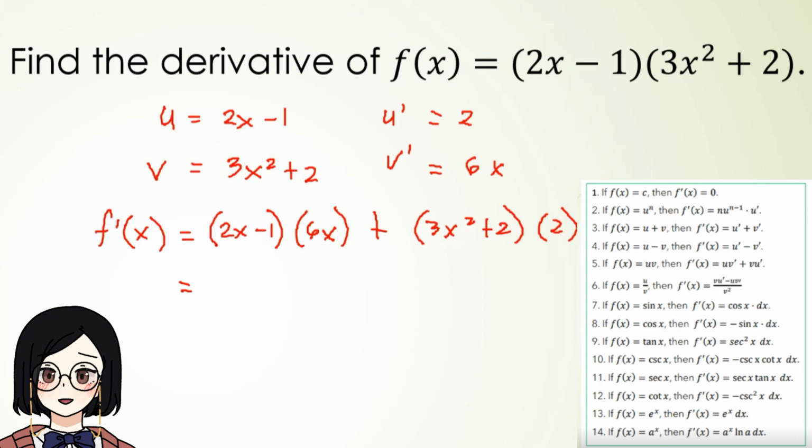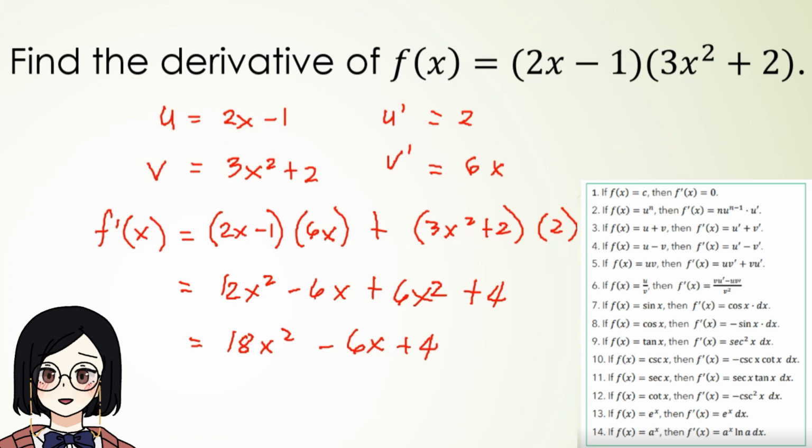And then we just simplify by applying distributive property. We will have 12x squared minus 6x. In the second term, we will have plus 6x squared and then plus 4. So, simplifying, we will have 18x squared minus 6x plus 4. So the derivative of the given function is 18x squared minus 6x plus 4.